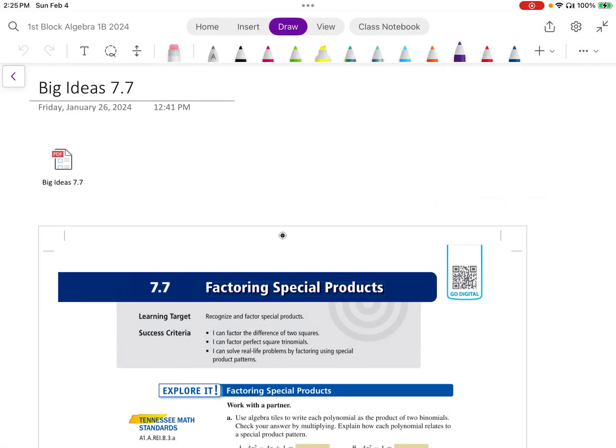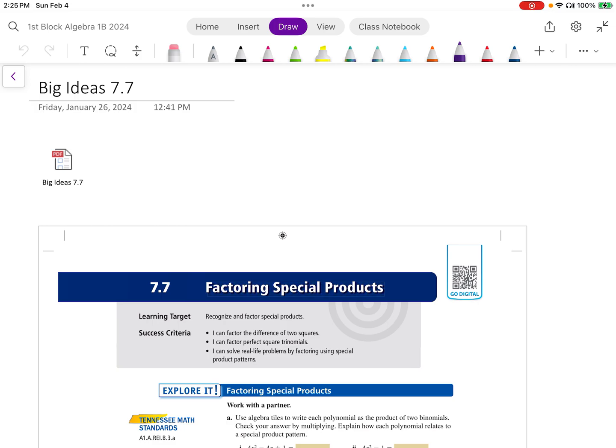Hi everyone. We are working on Big Ideas lesson 7.7 today, factoring special products. We have worked with factoring using our Xbox method, and it has worked really well for us.